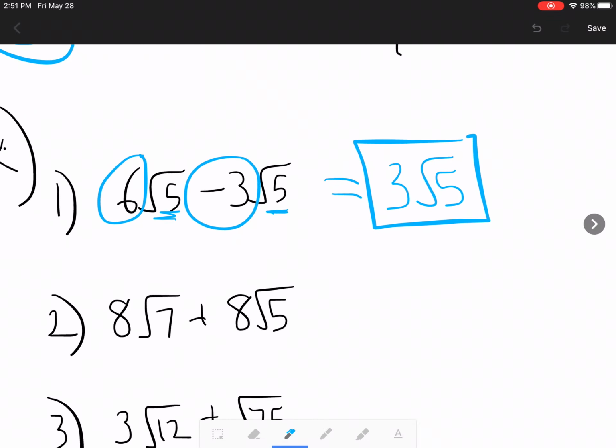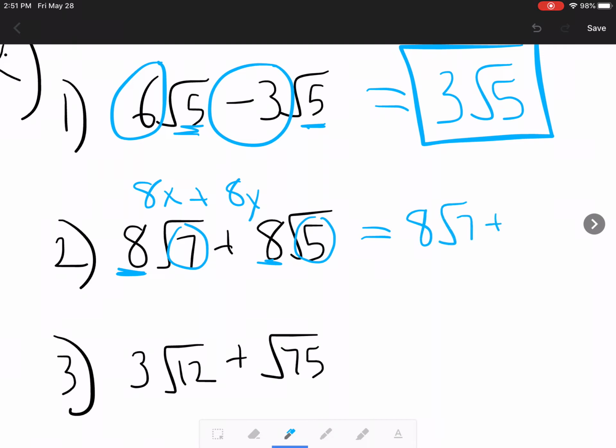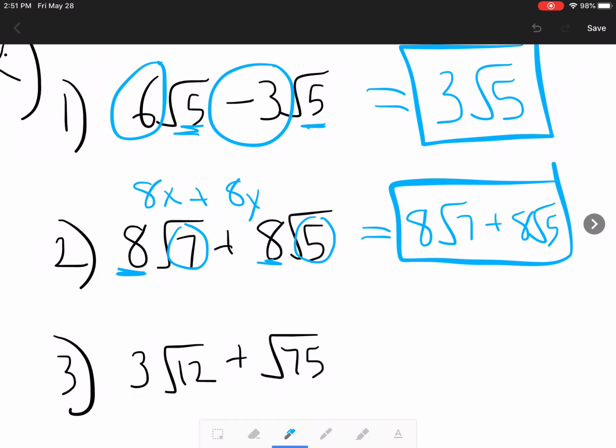Now, let's take a look at number 2. We have 8 root 7 plus 8 root 5. The 8s are the same, however, my radicals are not the same. So I can't do anything. This is no different than saying 8x plus 8y. I can't combine those. So my final answer is just going to be 8 square root 7 plus 8 square root 5. And that's as far as I can take it.